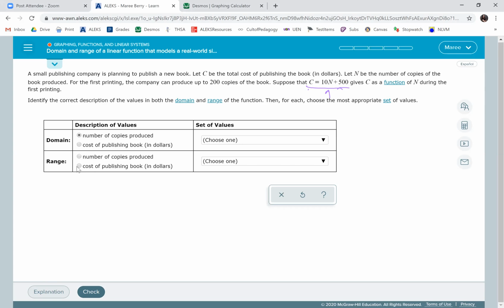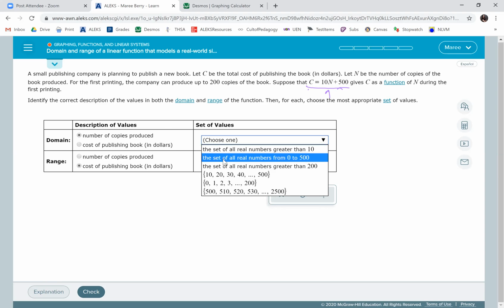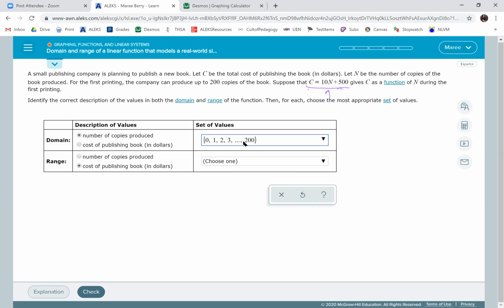And the range is the other one. Now, they can produce up to 200. You cannot produce a negative number. So let's look at what we have. The set of all real numbers. Now, if we do this one, it goes up to 500, which you can't do anyway. We can't go greater than 200 because it says only up to 200. It can't be this one. It's this one. Now it's only going to be those counting numbers, I mean, whole numbers, including 0, because you can't produce a fraction of a book.